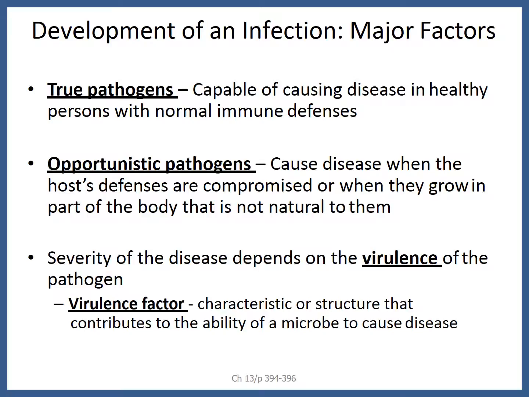That can help the bacteria evade the immune system. And we're going to be talking about the immune system in the coming weeks. But these are both examples of virulence factors, characteristics or structures that help the bacteria to cause disease.